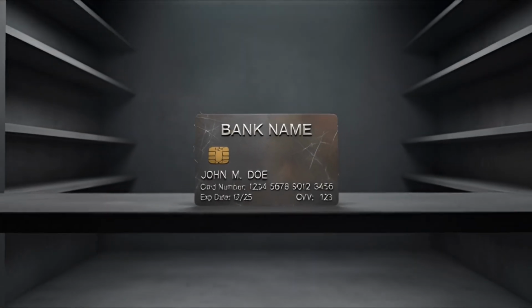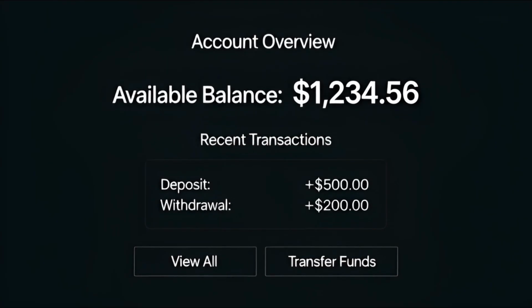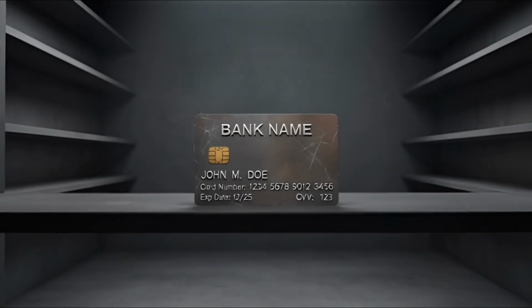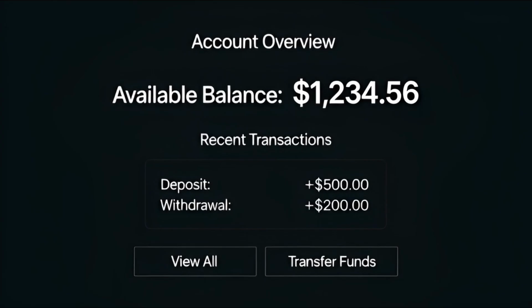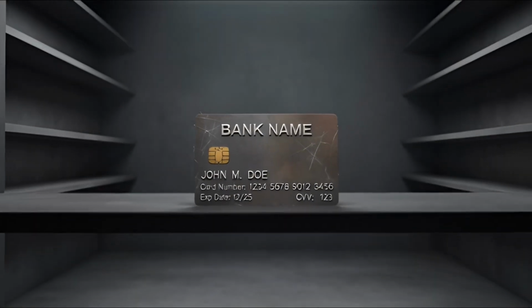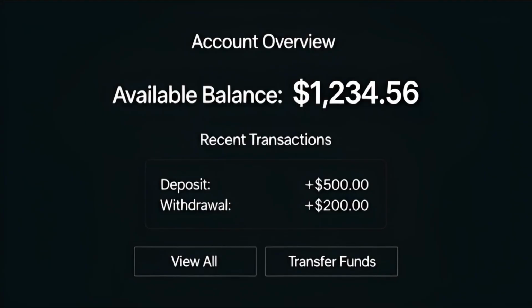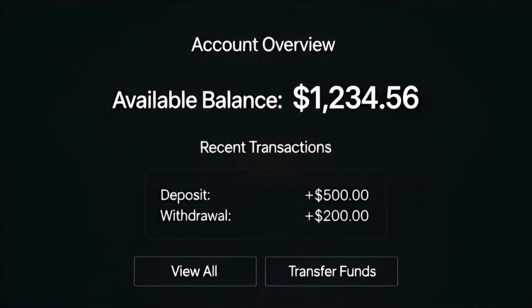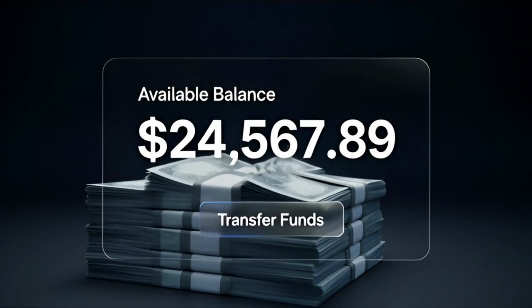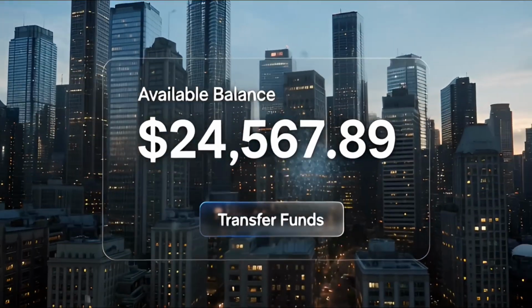Another reason for a decrease is inactivity. Banks must hold capital in reserve against the credit lines they extend. An unused credit line represents a cost to the bank. It is capital they cannot deploy elsewhere. If a customer hasn't used a card in 12 months, the system views that credit line as an inefficient allocation of resources. Cutting the limit frees up that capital to be lent to an active revenue-generating user.